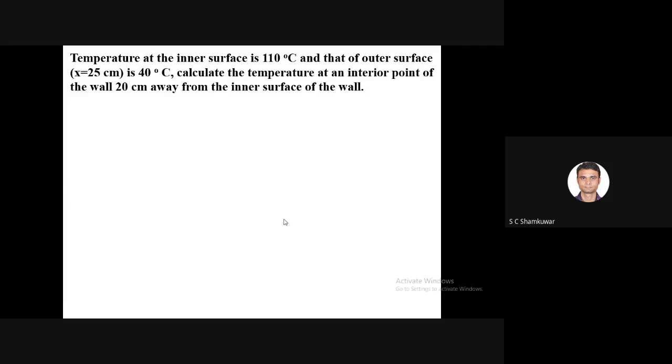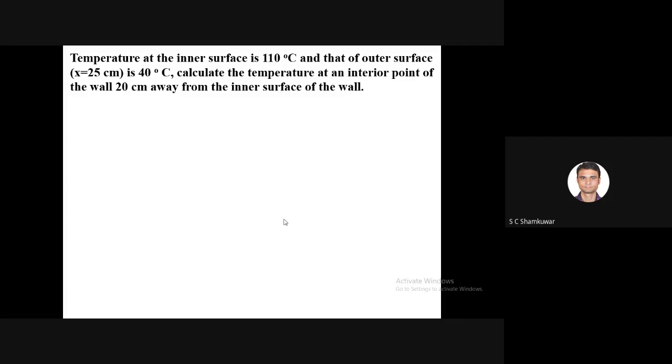Let's make it clear. We are going to solve the problem depending on the Laplace equation. The temperature at the inner surface is 110 degrees Celsius and that of the outer surface is 40 degrees Celsius. Calculate the temperature at the interior point of the wall, which is 20 centimeter away from the inner surface of the wall.